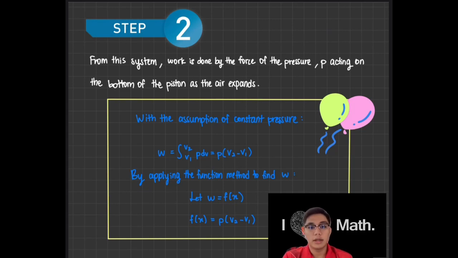So by this equation, we can apply it by using the function method to find W. So we assume that W equals Fx, and then we are able to come up with an equation which is Fx equals P, pressure, bracket V2 minus V1.